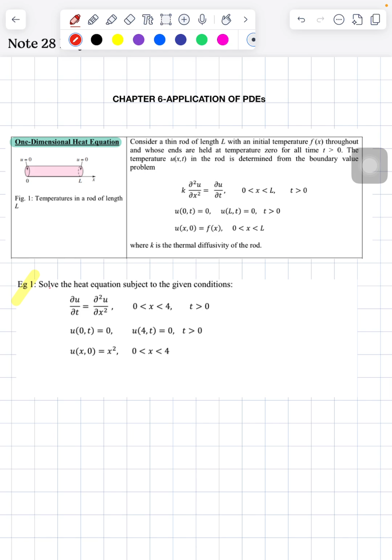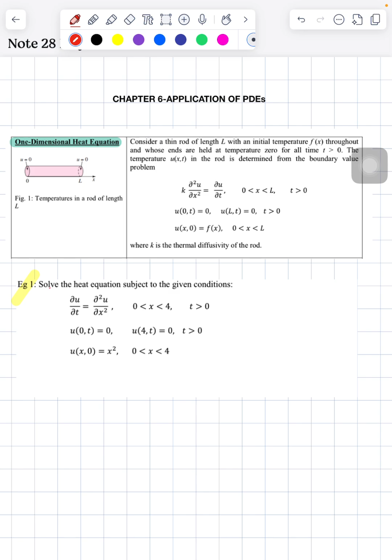Okay, now we come to the second part of chapter 6, which is application of partial differential equations. For this part, we will discuss one-dimensional heat equation and another one, one-dimensional wave equations. Okay, now focus on one-dimensional heat equation.